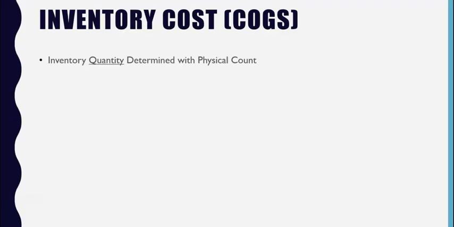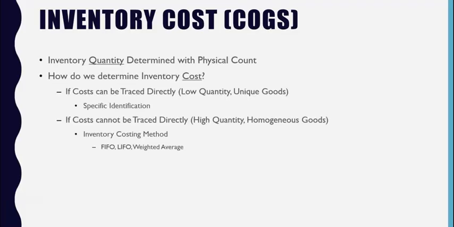When the merchandiser originally purchased the inventory, they may have purchased it at different prices. So how do we know which inventory was sold and which is still left at the end of the period? Well, if costs can be traced directly to the objects that were sold or still left on hand, we can use a method called specific identification. We use this for low-quantity unique goods.